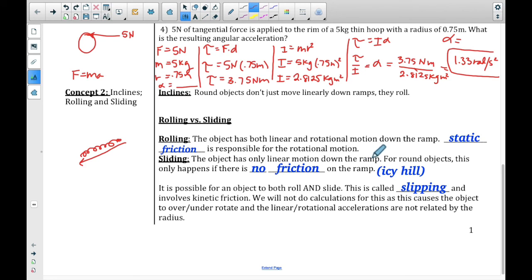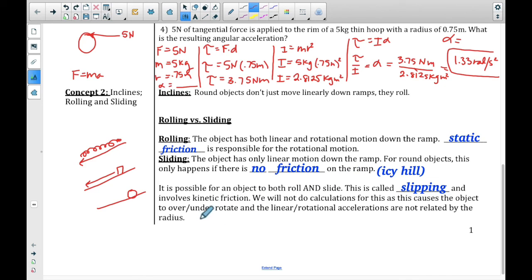And so this is a little bit like, if you have this ramp and you have something like a block sliding down the hill, well, that's just going to go straight down. Whereas if you had a hoop or a ball or anything that's round, it's going to roll down the hill, and they are going to be different. But friction is what's causing that. If there is no friction, like an icy hill, then it will not roll, it will just slide.